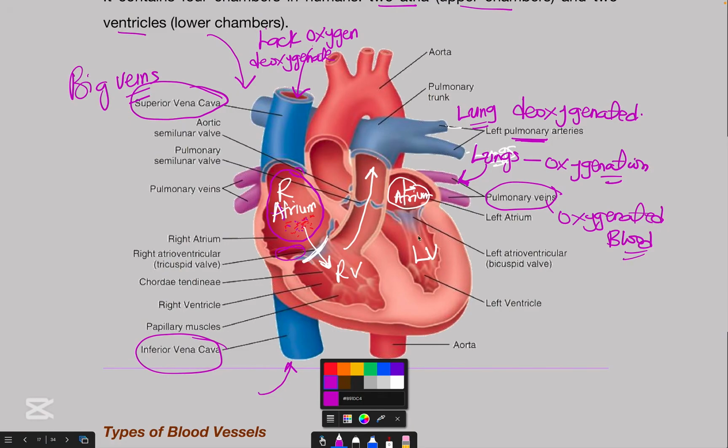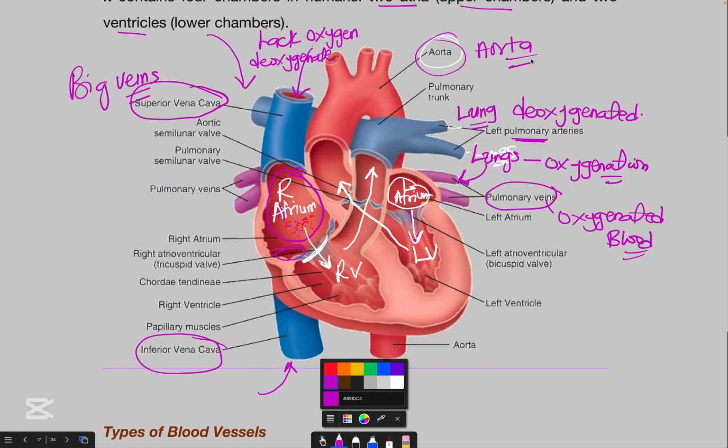Is that okay? Then from the left atrium, it will enter the left ventricle, which you can see here. From the left atrium, the oxygenated blood will enter the left ventricle. From the left ventricle, this blood will now move and pass to the aorta, which is this one. And the aorta will now supply the blood to other parts of the body. So blood gets to other parts of the body from the aorta.